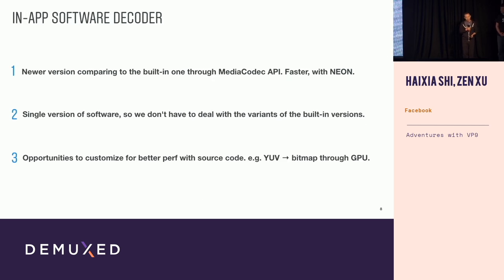We also integrated the latest libvpx into the app. The latest software version can be faster than the older versions. And since it's a single version of software, we don't have to deal with many different older versions. This also allows us to customize the decoder for better performance.